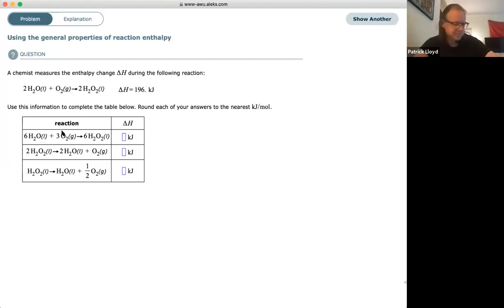Okay, so let me show you this one. Using the general properties of reaction enthalpy. So there's our delta H, right? A chemist measures the enthalpy change delta H during the following reaction. 2 H2O, liquid, plus O2 gas forms 2 H2O2 liquid, which is hydrogen peroxide. So water plus oxygen to form hydrogen peroxide. And delta H is given as 196 kilojoules. Use this information to complete the table below. Round each of your answers to the nearest kilojoule per mole.